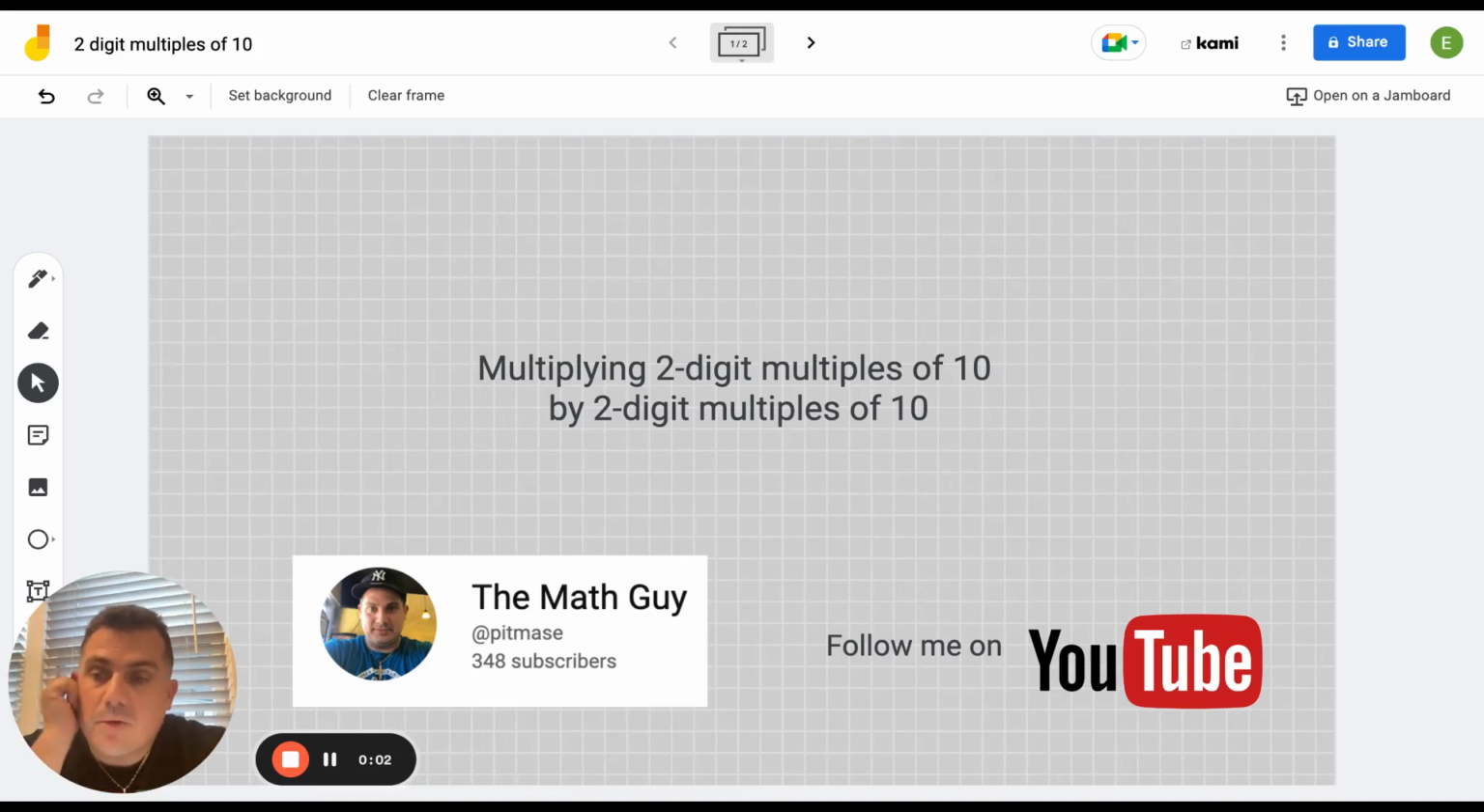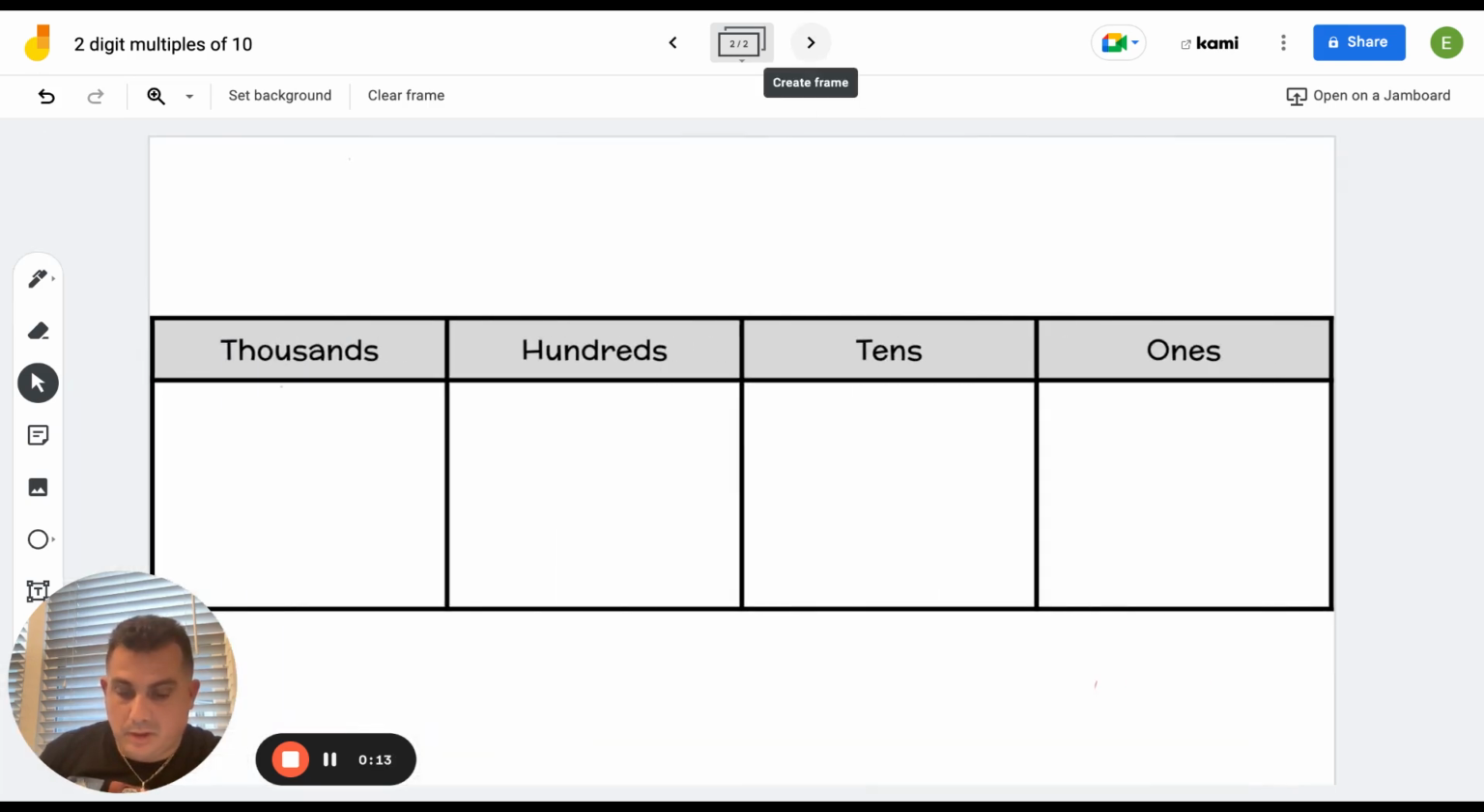Okay, I'm going to make this video going over multiplying two-digit multiples of 10 by two-digit multiples of 10. So you see we have our place value chart here, starting with our ones, tens, hundreds, and thousands. It's really important if you're able to label the place value chart yourself, but here I have it already pre-made for us to work with. So this lesson is going over examples like this.